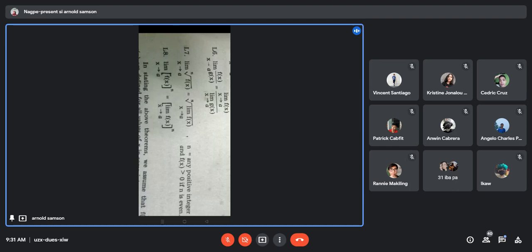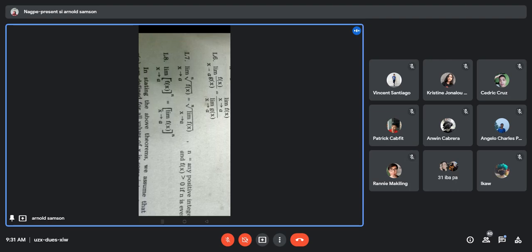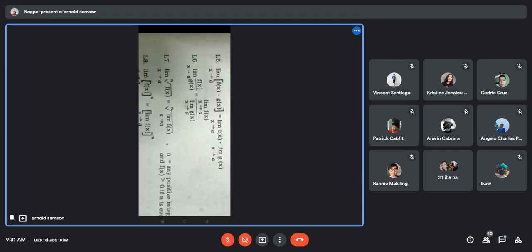So, what will you do? You take the limit of the function, and then you erase the exponent, when x approaches a. Now, we will go through each of them by example.